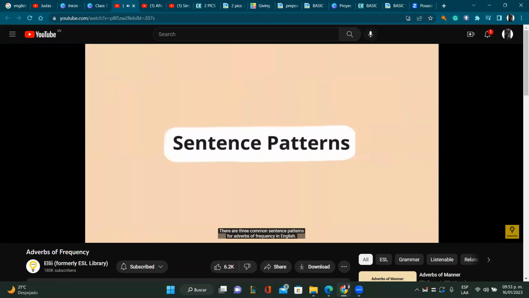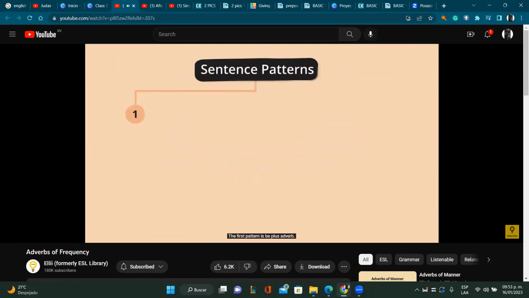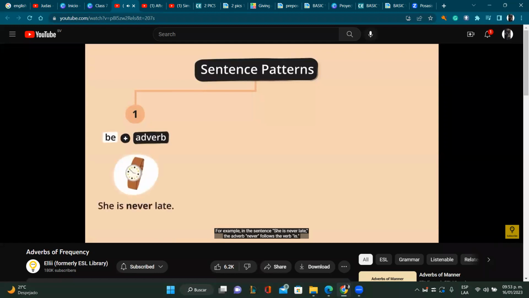There are 3 common sentence patterns for adverbs of frequency in English. The first pattern is be plus adverb. For example, in the sentence, she is never late, the adverb never follows the verb is.